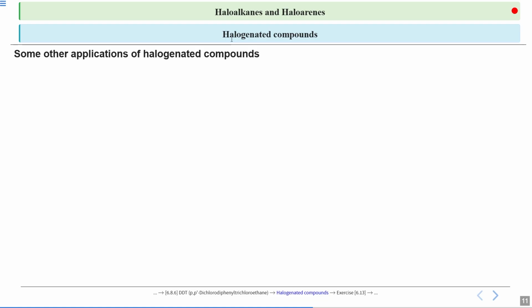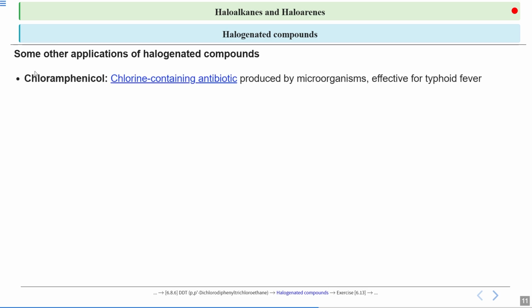Now let's talk about some other applications of halogenated compounds. First is chloramphenicol. This is a chlorine containing antibiotic which is produced by microorganisms and is effective for typhoid fever. That means it is an antibiotic containing chlorine, produced by the microorganism, and very effective for typhoid fever, which is caused by, we can say, mosquitoes.